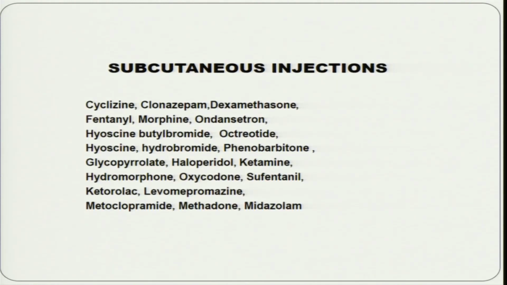These are the drugs which can commonly be given by subcutaneous route. Usually in palliative care scenario, we need to give clonazepam, dexamethasone, ondansetron, morphine sometimes, phenobarbital, sometimes ketamine, haloperidol, glycopyrrolate.